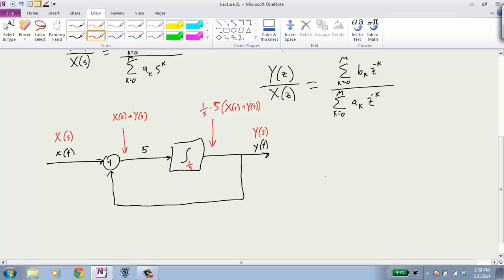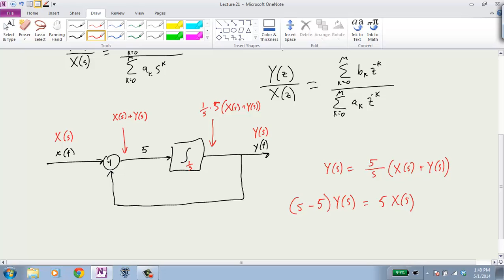We get y of s equals 5 over s. And we want to solve for y of s over x of s. So we'll start by multiplying both sides by s, subtract one term over, and you get s minus 5 y of s equals 5 x of s.